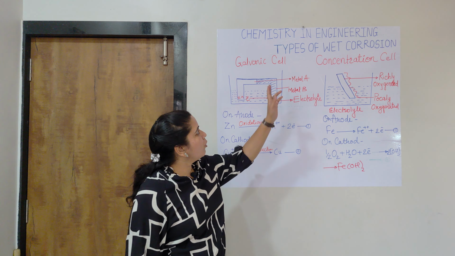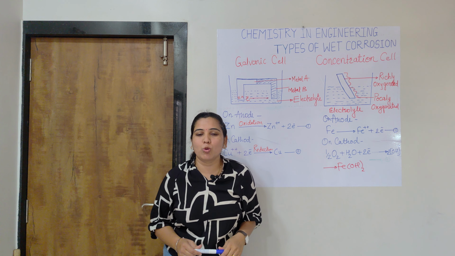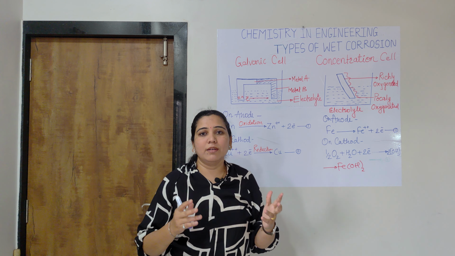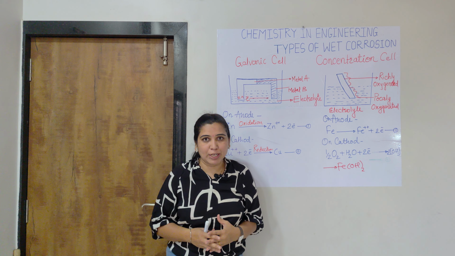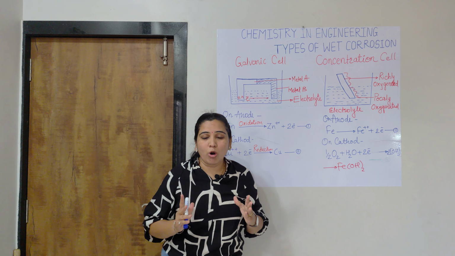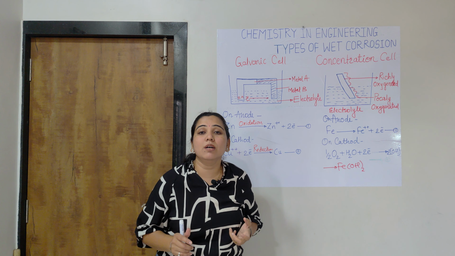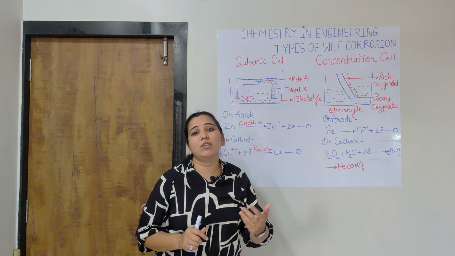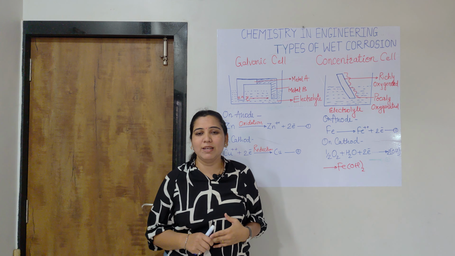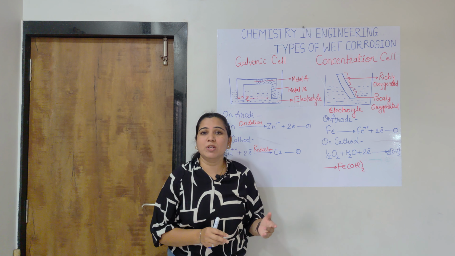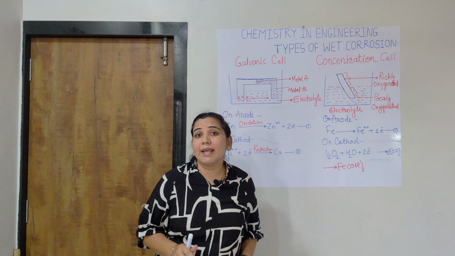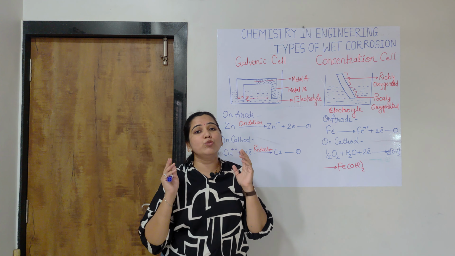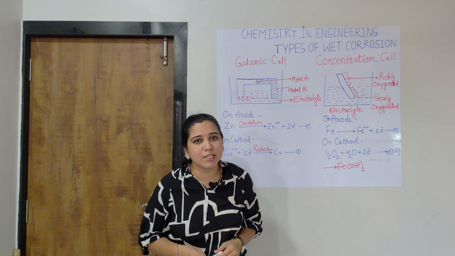Guys, our today's topic of discussion is types of wet corrosion. We have seen earlier the wet corrosion and dry corrosion, its classification, and we already have an idea of what dry corrosion is, how the mechanism of dry corrosion occurs, and what the different types of layers possible in dry corrosion are. Now moving towards wet corrosion, unlike dry corrosion, wet corrosion is a corrosion which occurs due to formation of two separate areas on the metal.